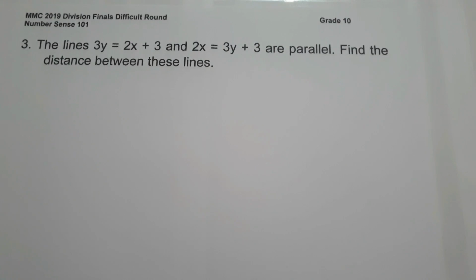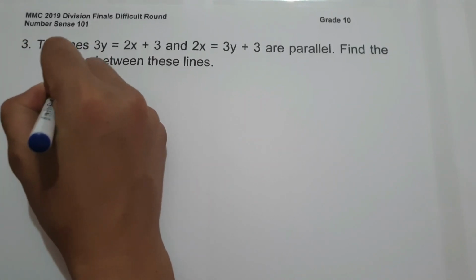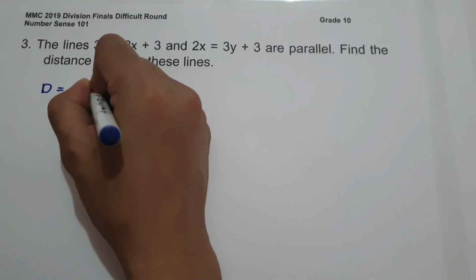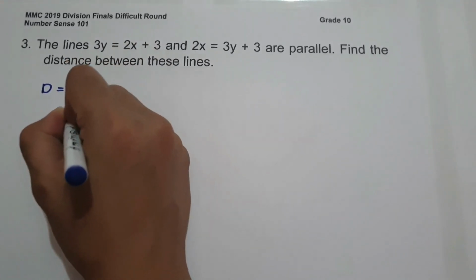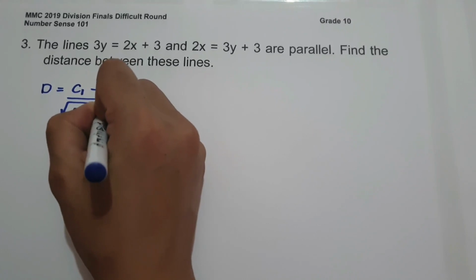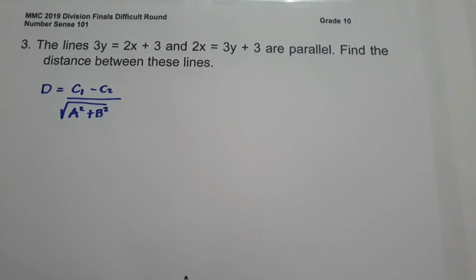On number 3, the lines 3y equals 2x plus 3 and 2x equals 3y plus 3 are parallel. Find the distance between these lines. So since we are talking about the distance between two parallel lines, we are going to use the formula distance equals the absolute value of c sub 1 minus c sub 2 over the square root of a square plus b square.